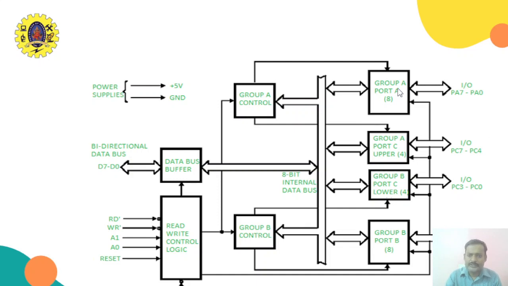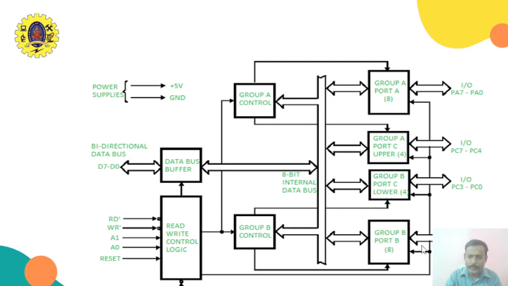Look at this. Here we have group A, which has 8 lines, PA0 to PA7. This is only 4 bits because it's port C upper, so we have PC4 to PC7, the higher 4 bits. Actually, PC0 to PC3 will be taken as the lower, and PC4 to PC7, the higher 4 bits, will be grouped into the upper 4 bits. So these 4 bits come under group A.